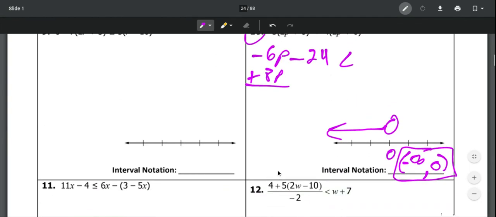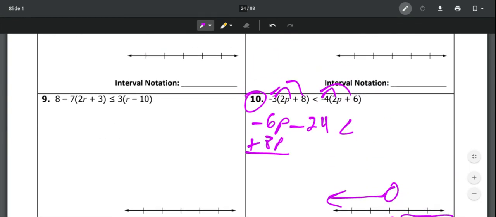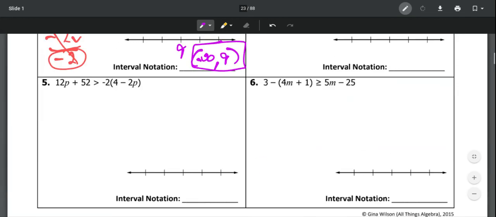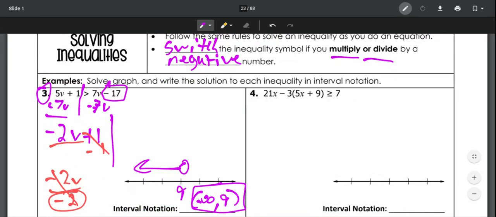Just remember to watch for your open and closed intervals, your parentheses and brackets, and watch your signs as always. And that is it.